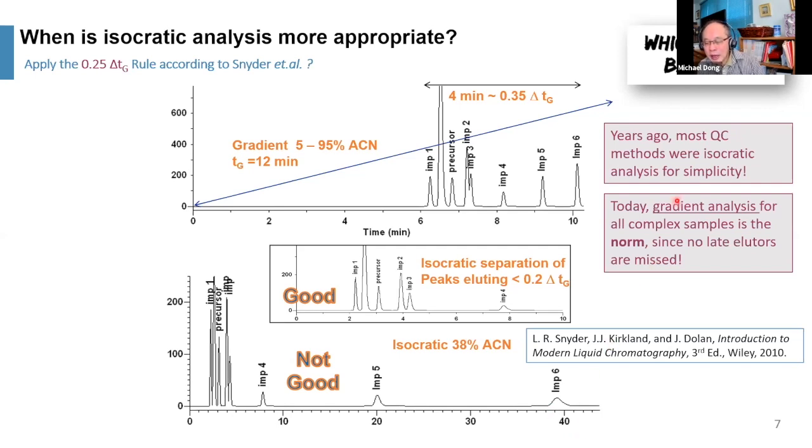So I would say today, gradient is really preferred for all complex samples. Why? Because isocratic has a big problem. You always miss the late eluter, right? You don't know if you have a late eluter or not, right? Particularly if you have a purity assay, right? So today, we always do gradient analysis in most cases. And also you clean out the column, because very few components would get stuck in the column if you wash your column with 100% acetonitrile.